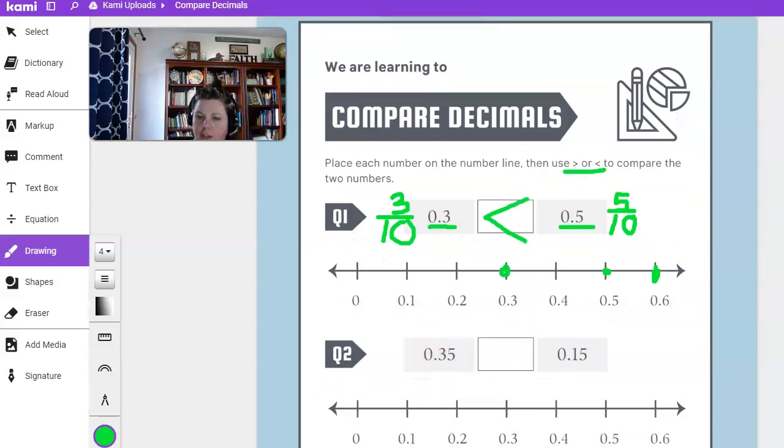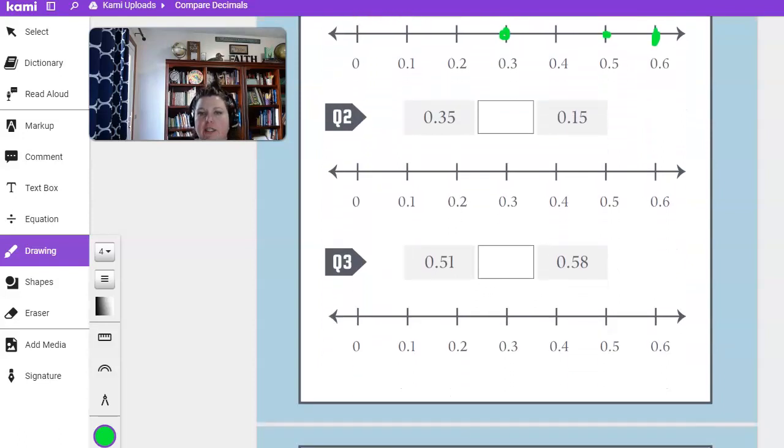So next I have 0.35 compared to 0.15. This is a 3 in the tenths place, a 5 in the hundredths place. To say that decimal, say 35/100. That will be in between 3 tenths and 4/10. So if we think of this 0.3 as 0.30 and this one as 0.40, which you can in a decimal, we would notice that 0.35 would go right about here in the middle.